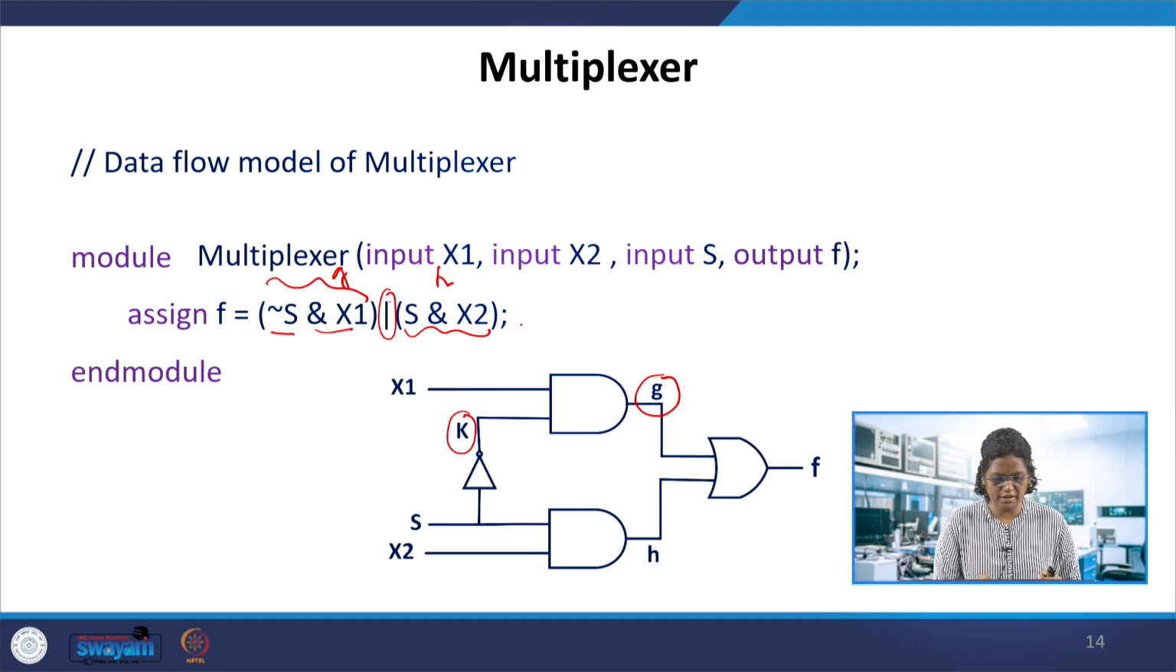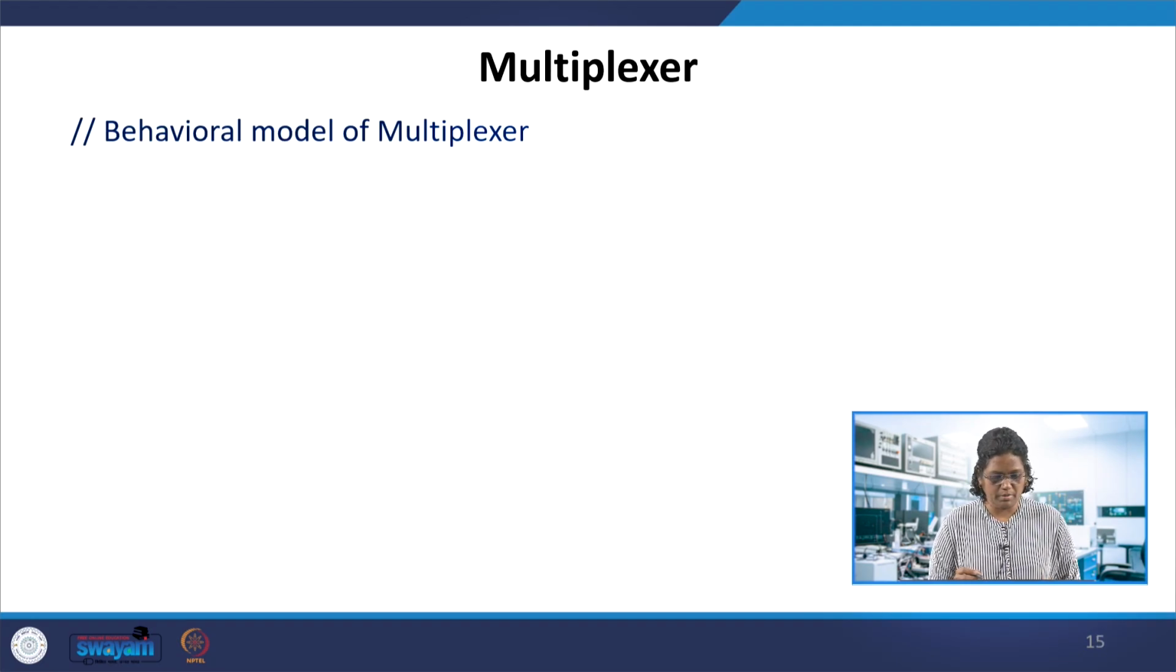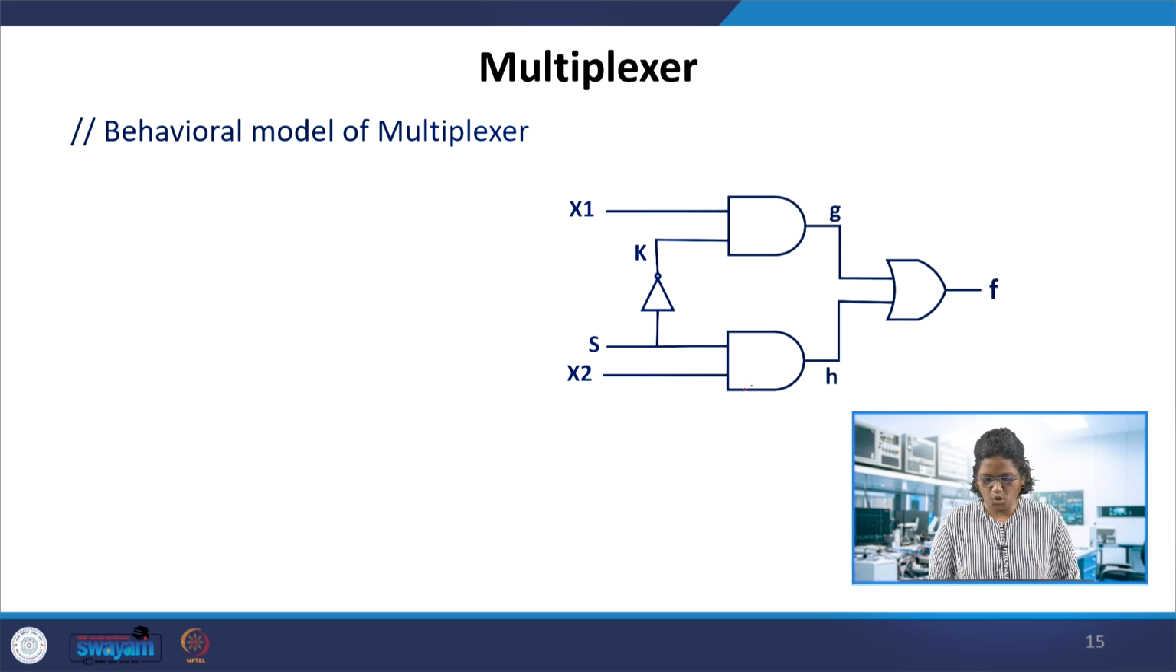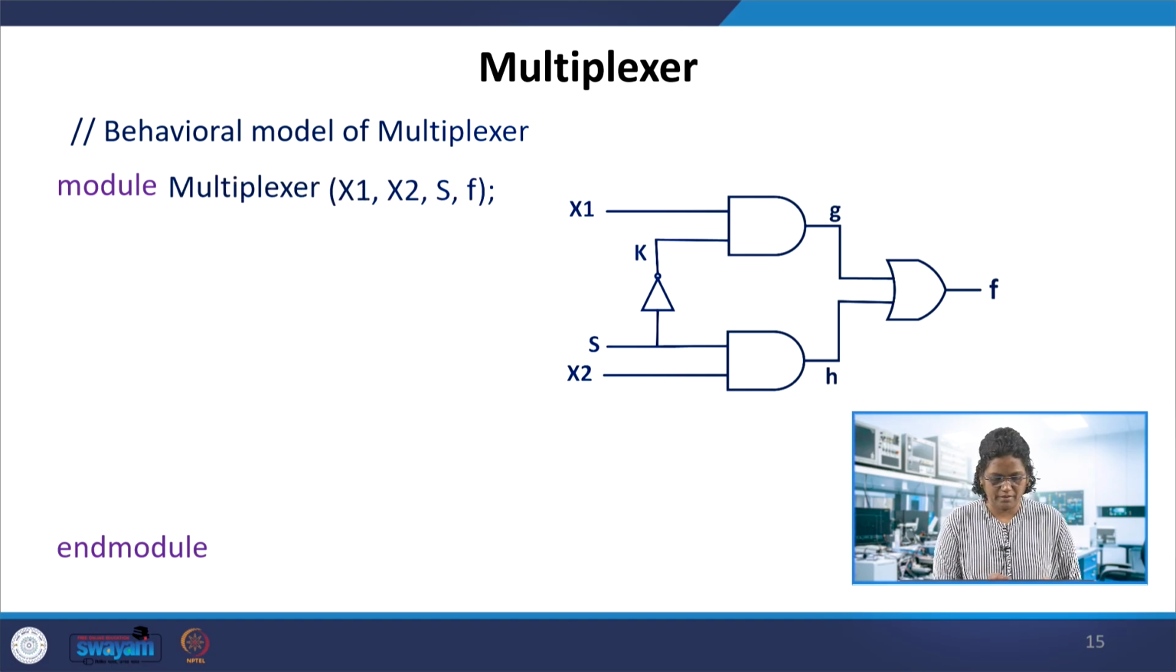So this is a single line of code which describes the multiplexer. The next one is the behavioral model. In the behavioral model, we describe the same multiplexer using the always block. So module multiplexer with ports x1, x2, S and F. What are these port names? x1, x2 and S are inputs.